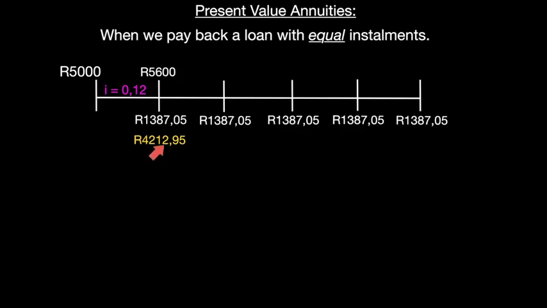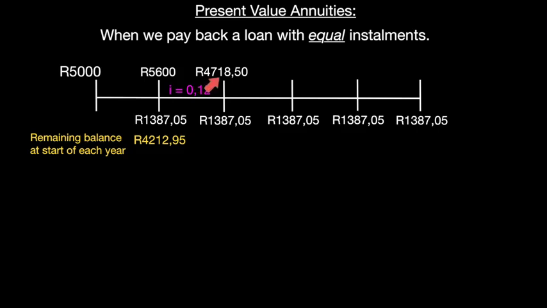Now this 4,212 Rand and 95 cents is our remaining balance at the end of that year, right? So it's at the end of the first year or the start of the second year. Then this amount is going to grow by 12% and we're going to get 4,718 Rand and 50 cents. We make our equal payment and again we end up with our remaining balance at the end of our second year, or similarly at the start of the third year.